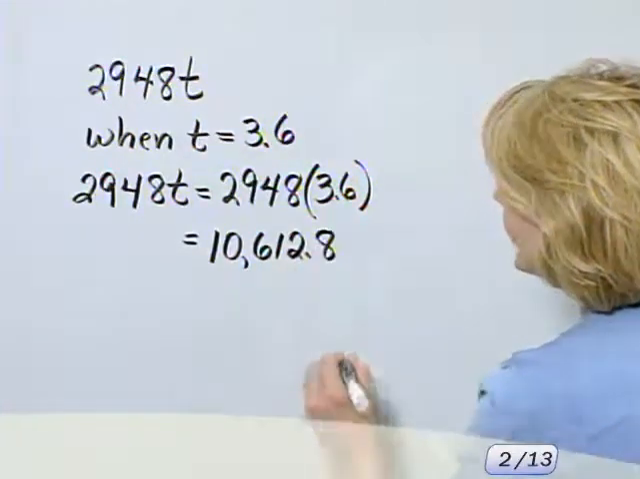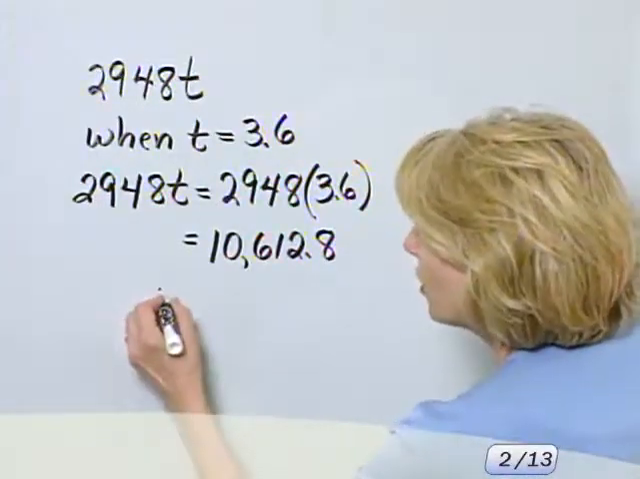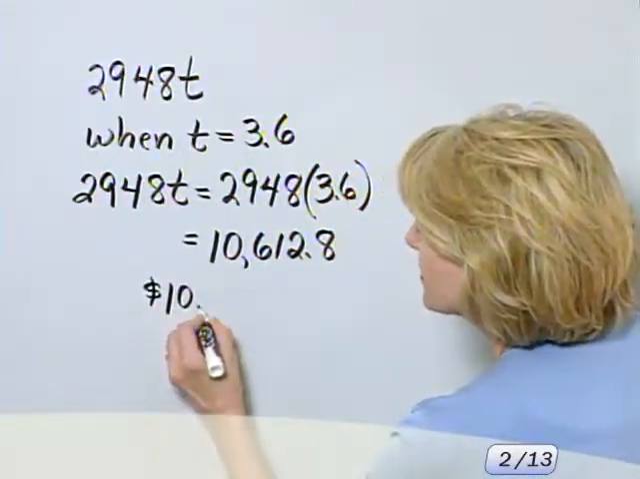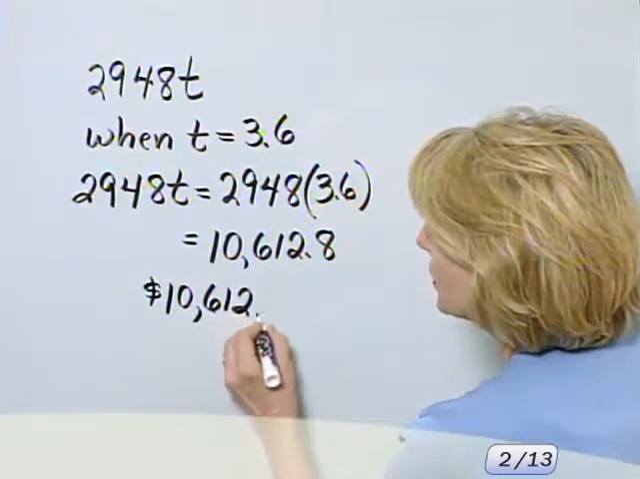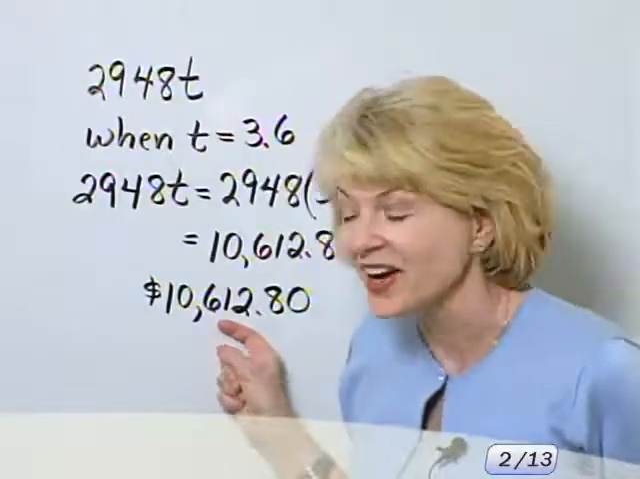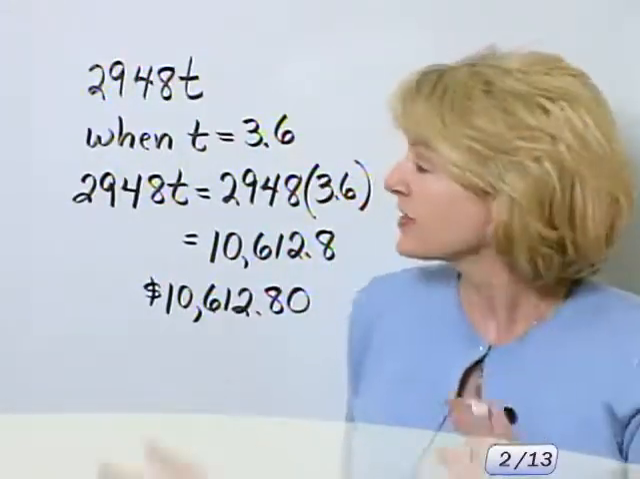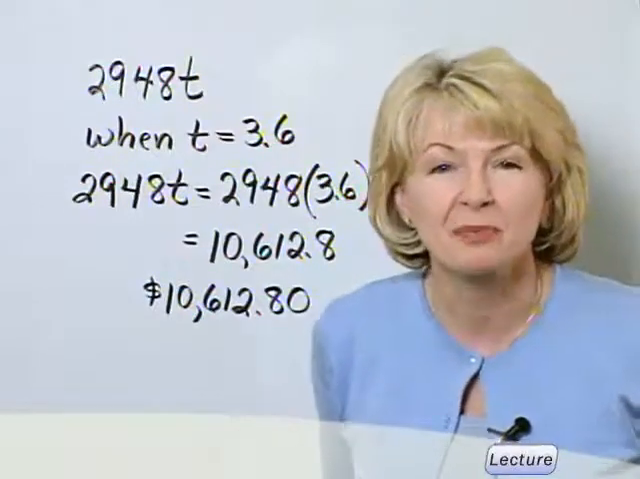10,612 and 8/10. Now what does that mean? It means it costs $10,612.80 to run the aircraft for 3 6/10 hours. So that's a little bit about algebraic expressions.